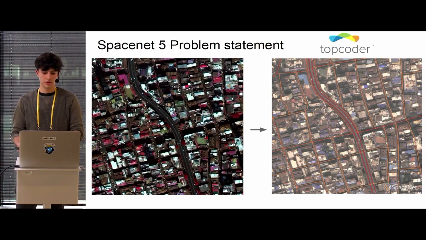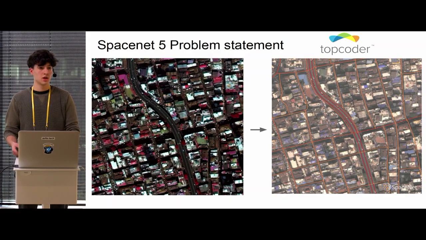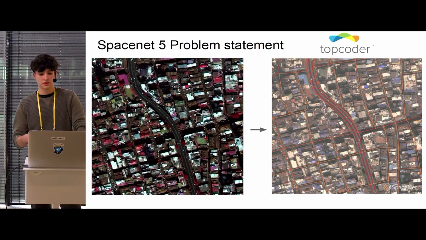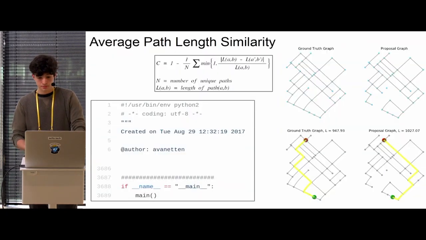But just to output this graph was the problem statement of the SpaceNet 3 competition that took place 2 years ago. This year you also had to predict a travel time for each road. So you have to estimate the speed for each road.